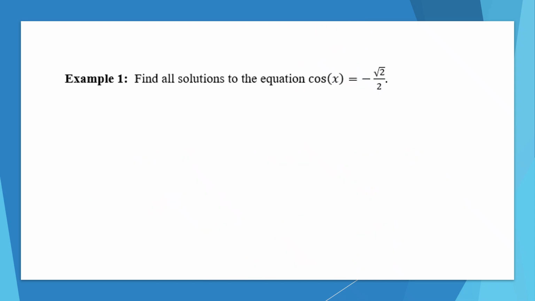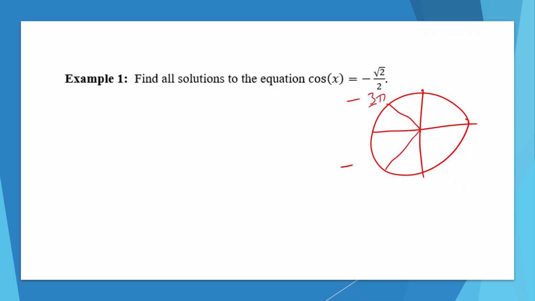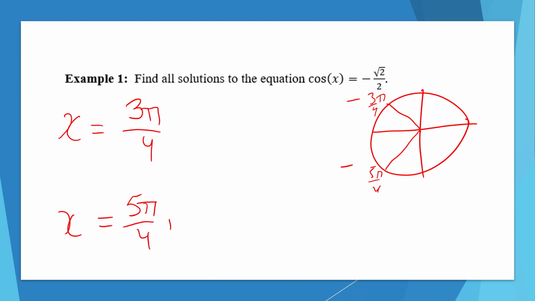All right, so let's try example 1. Find all solutions to cosine of x equals negative root 2 over 2. So here I know cosine is negative in the second and third quadrant. And then cosine is going to equal negative root 2 over 2 at 3 pi over 4 and 5 pi over 4, at 45-degree reference angles in those two quadrants. So I'm going to say x equals 3 pi over 4, and then x equals 5 pi over 4. But we want all solutions. So here it's going to be plus 2 pi k because it's cosine there, and that should be our answer.